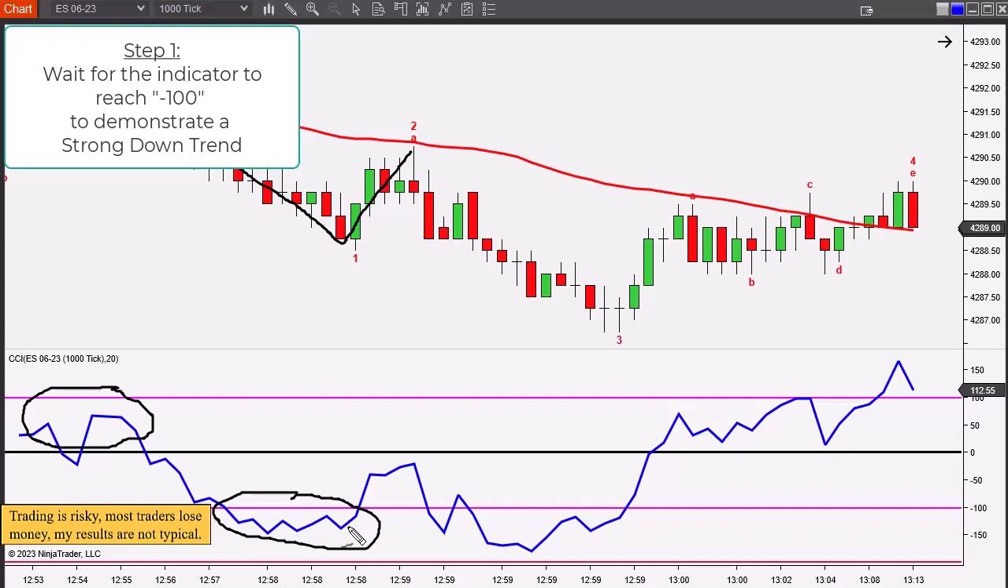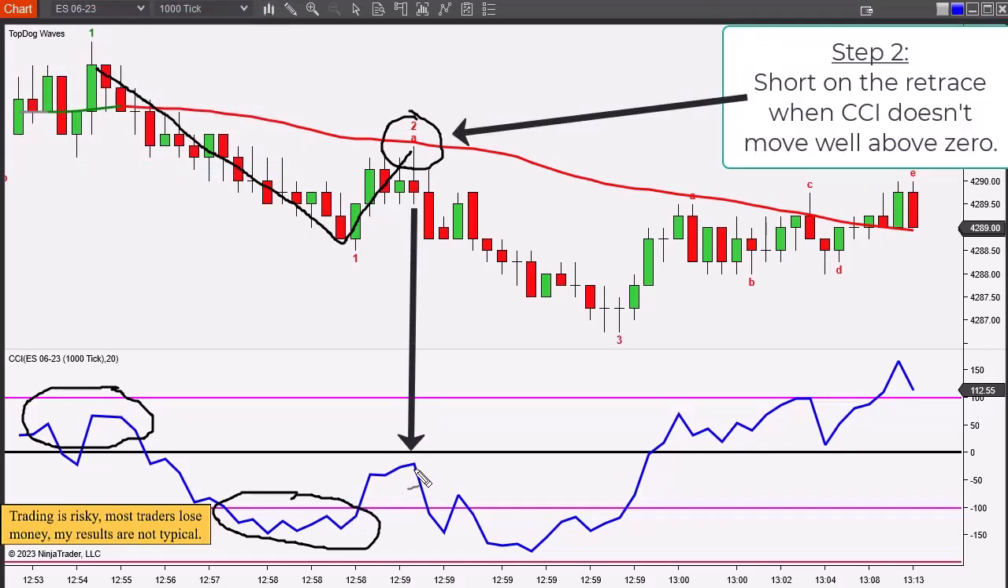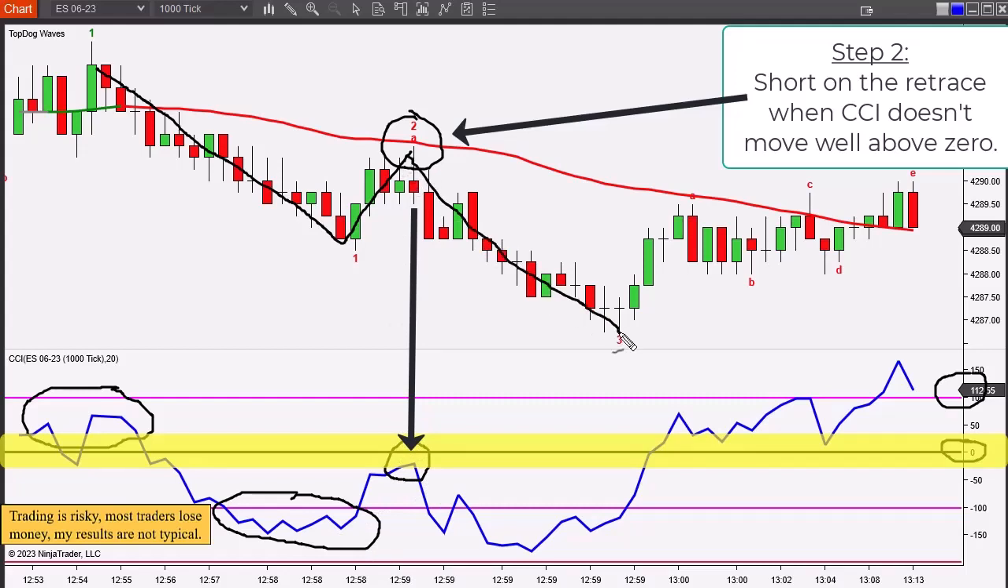Now, we're not going to take the trade yet. We've got to wait for the retrace. Price retraces up, and then we ask, when it retraces, is it retracing on weakness? And the answer is yes, because it doesn't get above the 0 line. It doesn't get back up to a positive 100. It went down to below negative 100, so bearishness. The retrace is weak, and therefore we can take this short and we make a lower low.